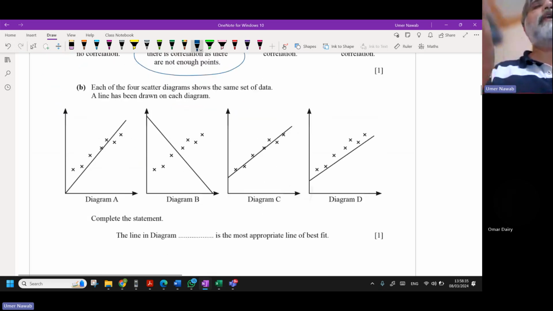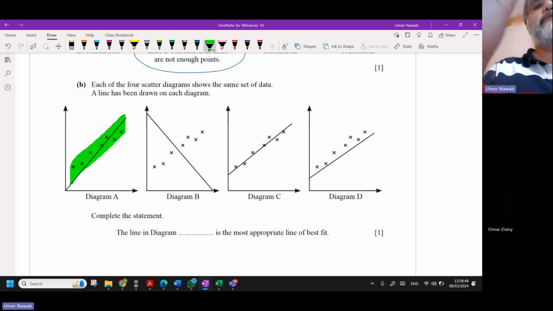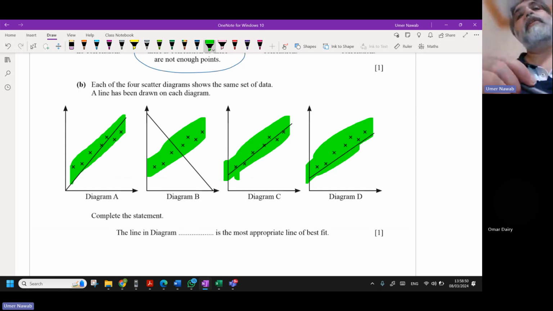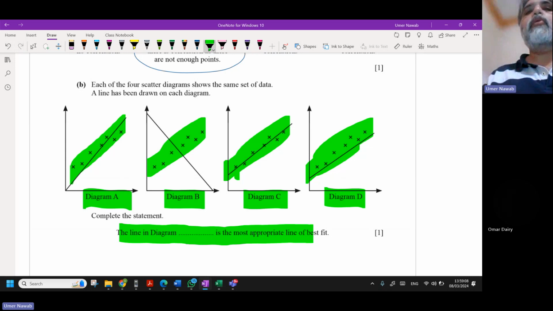Okay. B, each of the four scatter diagrams shows the same set of data. A line has been drawn on each diagram. So, oh guys, look at that. Now the examiner is giving you a clue. Didn't he use so many points? He used so many points, guys. So it means if the examiner has used so many points, so many points are important to see the trend. So he said that diagram A and diagram B, diagram C, and diagram D. The line in the diagram is the most appropriate line of best fit. Very good.